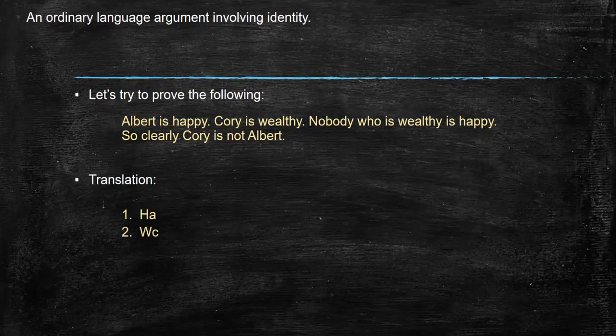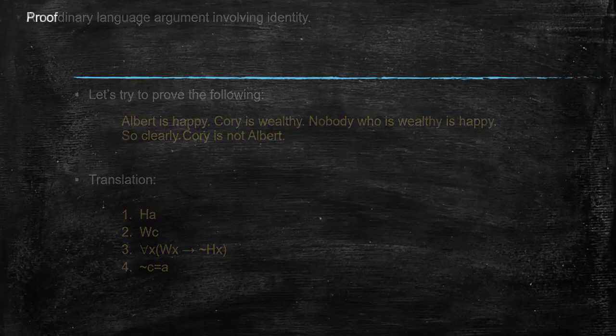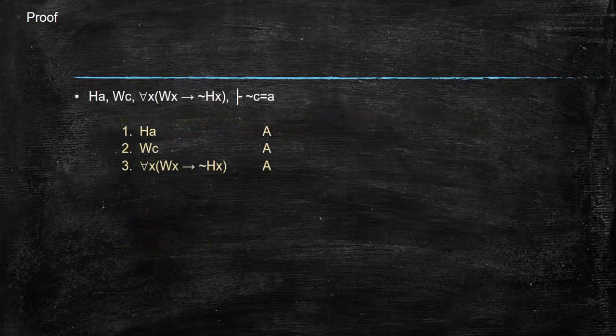So Albert is happy. Corey is wealthy. For all x, if x is wealthy, then it's not the case that x is happy. We want to show that Corey is not Albert. Okay, so let's see if we can do it.